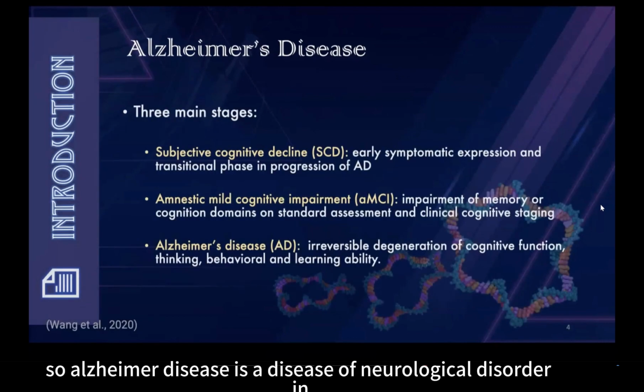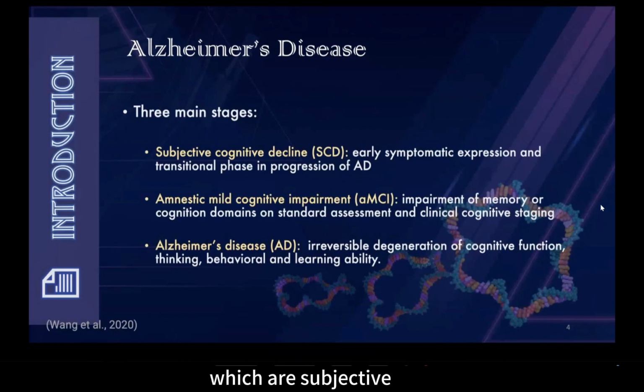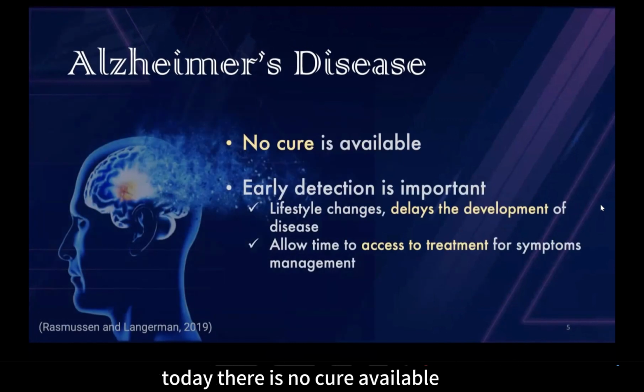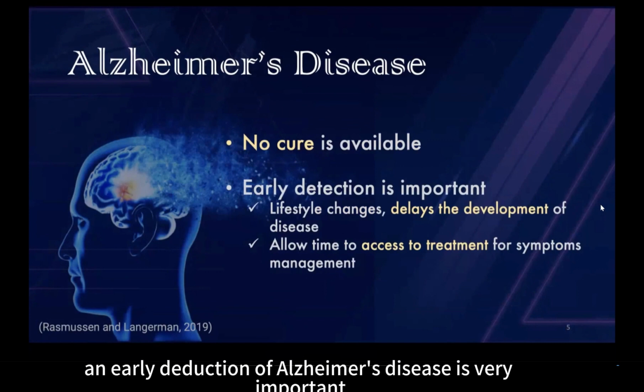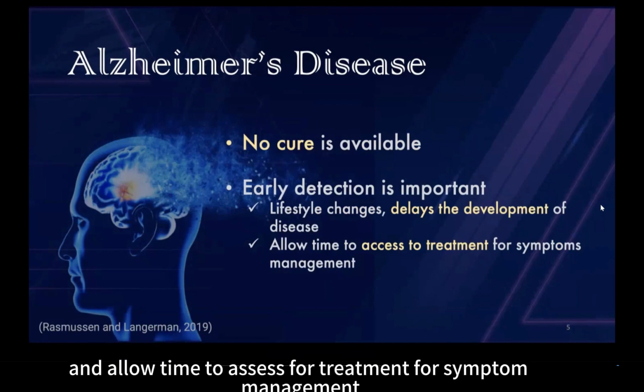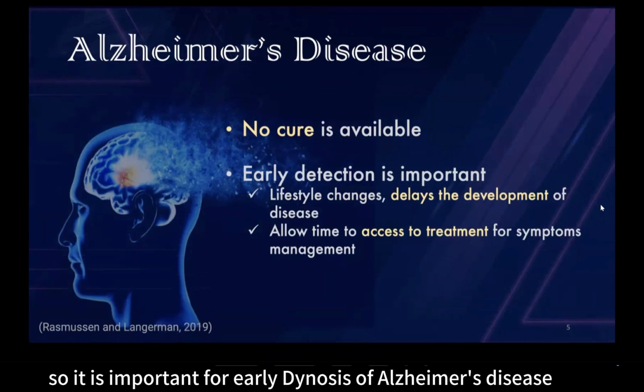Alzheimer's disease is a neurological disorder which is categorized into three main stages: subjective cognitive decline, amnestic mild cognitive impairment, and lastly, it will progress into Alzheimer's disease. However, to date, there is no cure available, and early detection of Alzheimer's disease is very important as it can delay the development of the disease and allow time to assess treatment for symptom management. So early diagnosis of Alzheimer's disease is important.